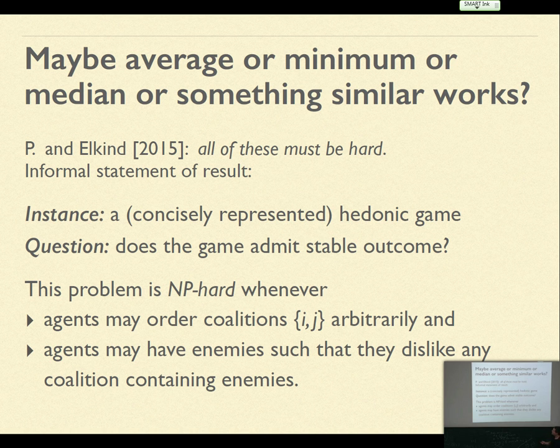So this is a paper from earlier this year, which says that the problem of finding a stable outcome, or just checking whether there is one, is NP-hard whenever you allow agents to have relatively rich preferences. Sorry? What's the difference between average and sum?